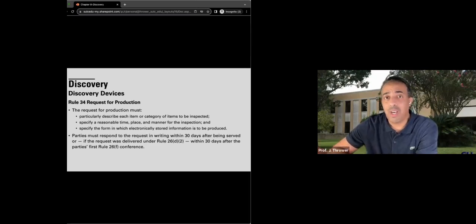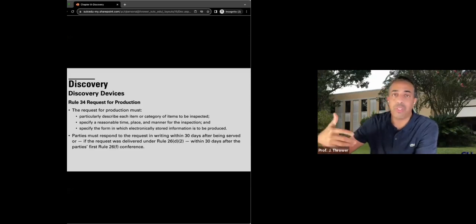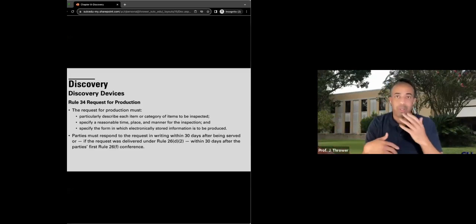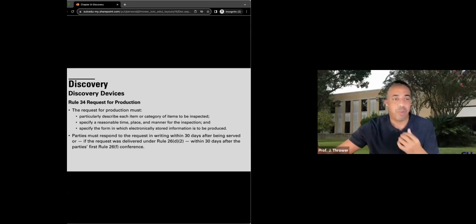They can't just do a blanket request and show up whenever they want to. The responding party typically has to make preparation to allow the requesting party onto their property, and so the request has to specify a reasonable place and time in order to do that. And then finally, the request must specify the form in which the electronically stored information is to be produced.